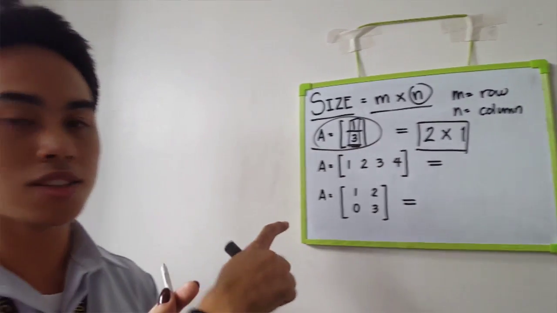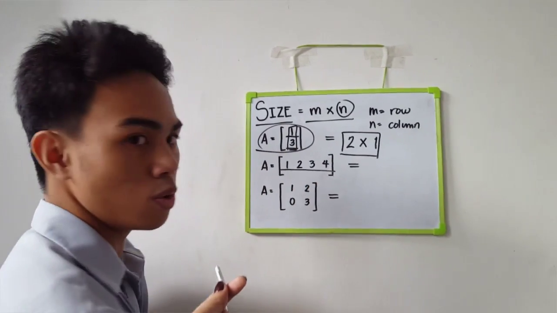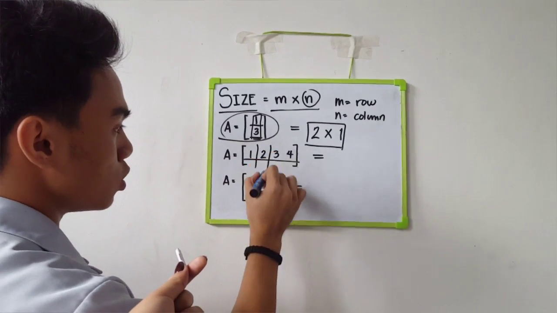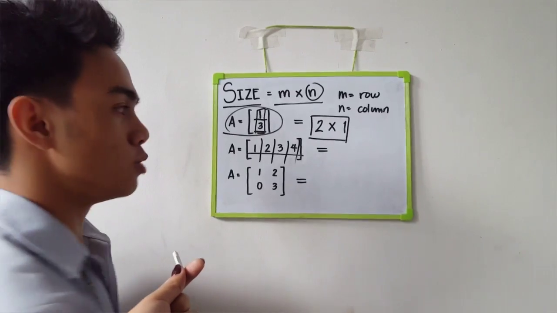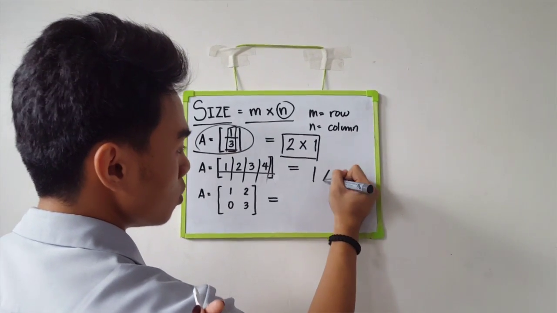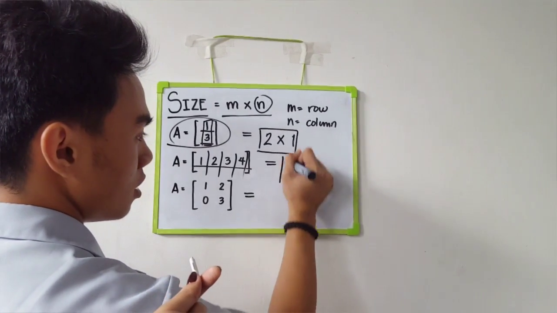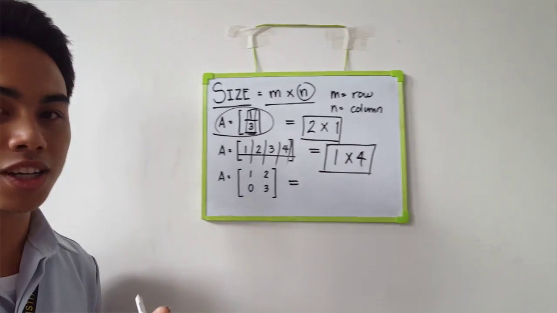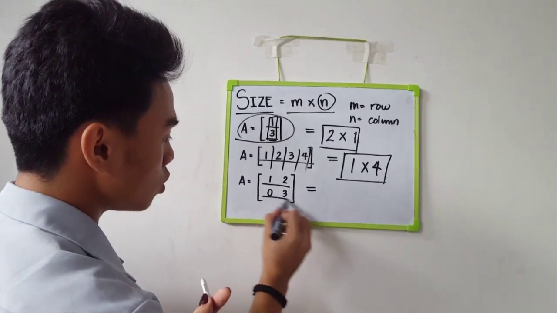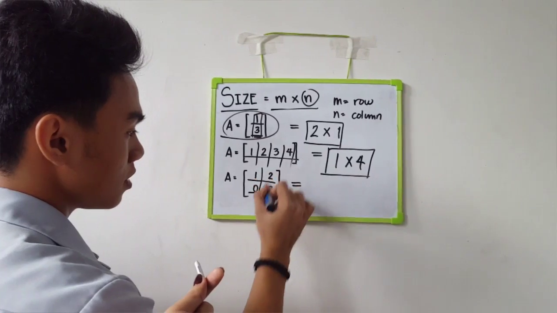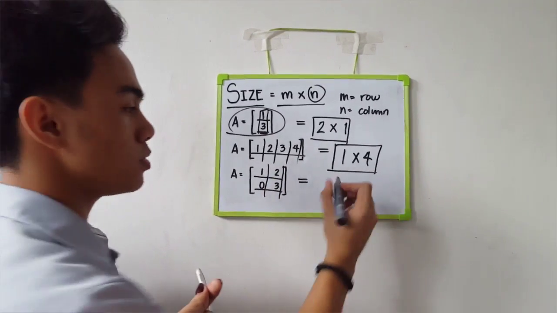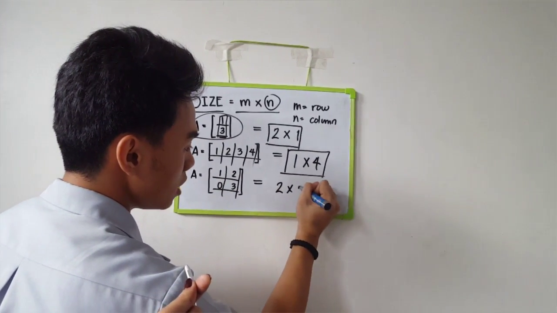The second example is 1 row and 1, 2, 3, 4 columns. Then the size is 1 by 4. The last example is 2 rows and 2 columns. The size is 2 by 2.